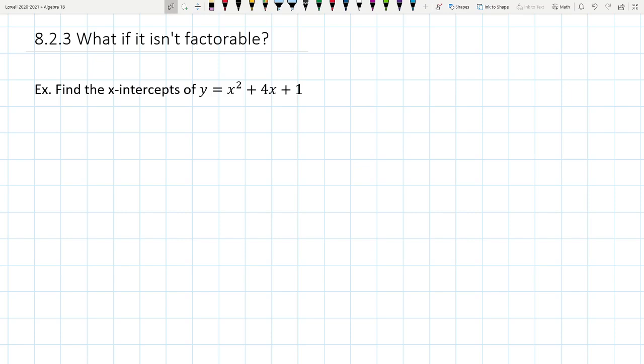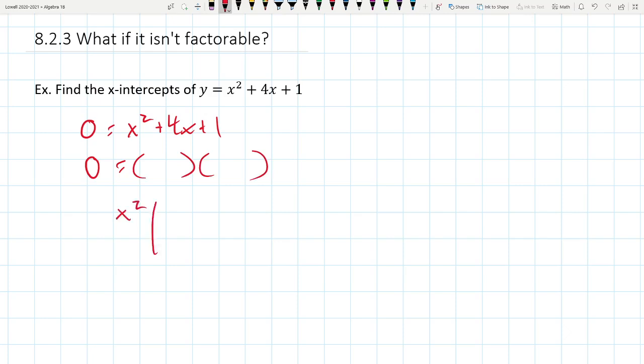So let's take a look at this function, y equals x squared plus 4x plus 1, and I want to find the x-intercepts. So based on what we have been doing, the way I would do that is I would try to factor it and use the zero product property. So I'll set y equal to 0, we get x squared plus 4x plus 1. If I can get it into its factored form, then I can use my zero product property and it's easy peasy from there. So let's try to do that.